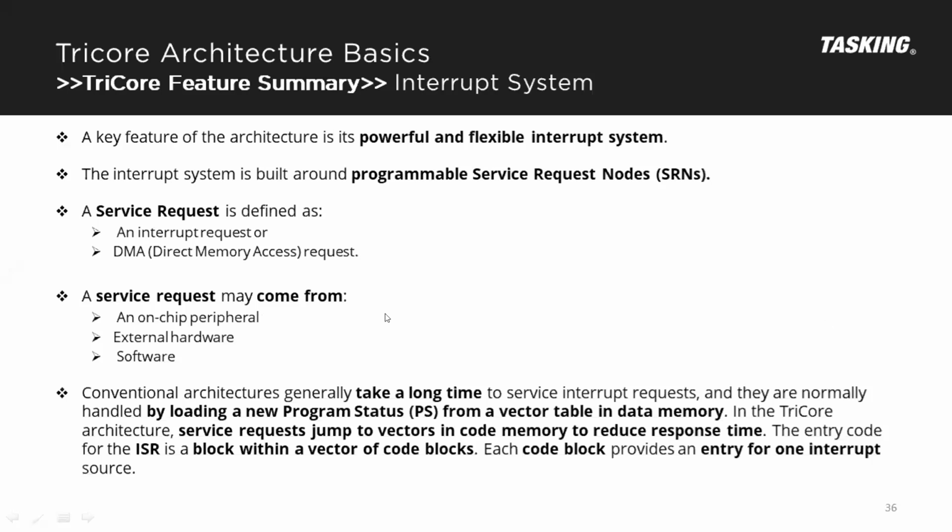And what I really found interesting about the architecture is that it doesn't take too much time to load the vectors inside the code memory. Traditionally, in order to load the program status word, you need to jump to the vector table that is saved in the data memory in other microcontrollers, which takes too much time. But inside the TriCore architecture, I jump directly to the vector table that's already saved inside the code memory, and this will definitely help with the interrupt latency. So the latency will be less in this case.